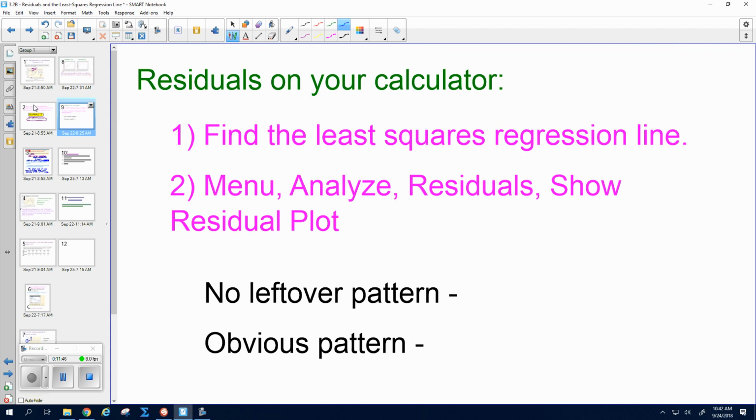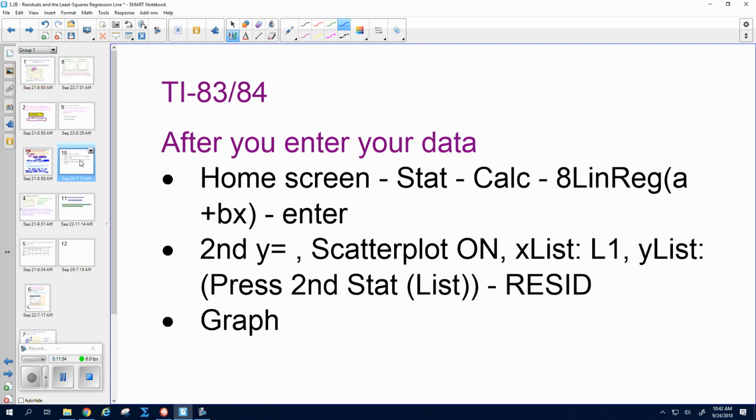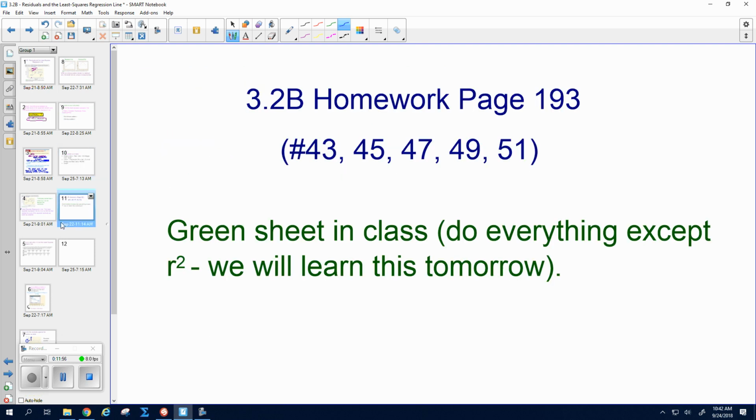Here's how you do it in case you guys forget. I don't know if you want to add that in your notes. Menu, Analyze, Residual, so Show Residual Plot, just for what buttons to push if you forgot. No one has the 84, so we're good.